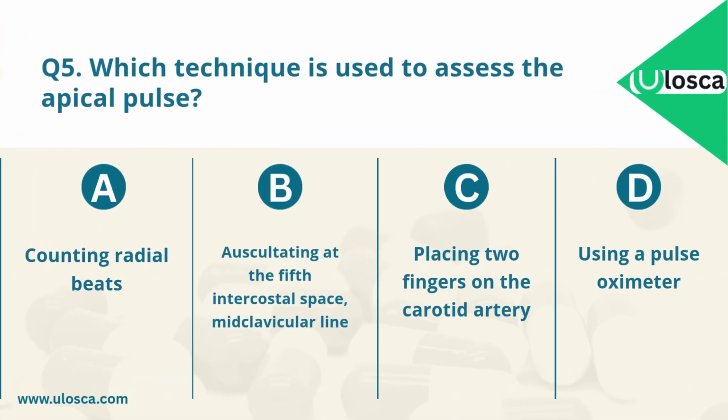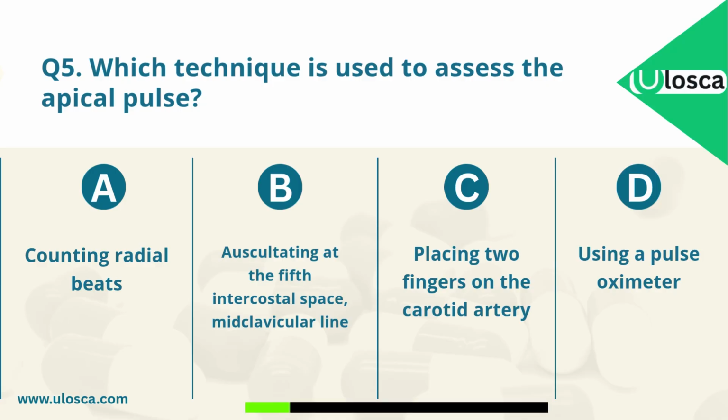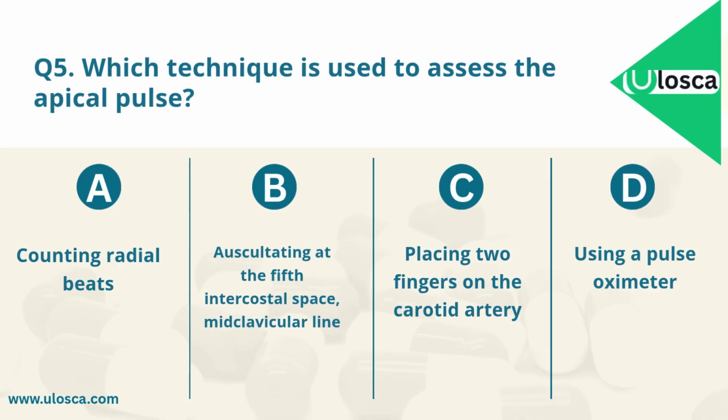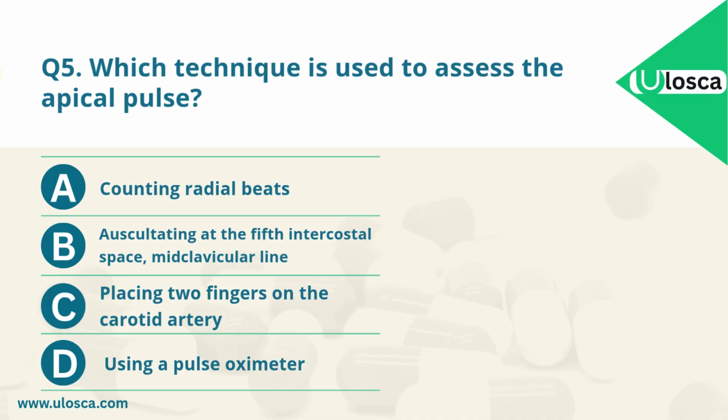Question 5. Which technique is used to assess the apical pulse? A. Counting radial beats. B. Auscultating at the 5th intercostal space, midclavicular line. C. Placing 2 fingers on the carotid artery. D. Using a pulse oximeter. Which one is the correct answer? The correct answer is B. Auscultating at the 5th intercostal space, midclavicular line.